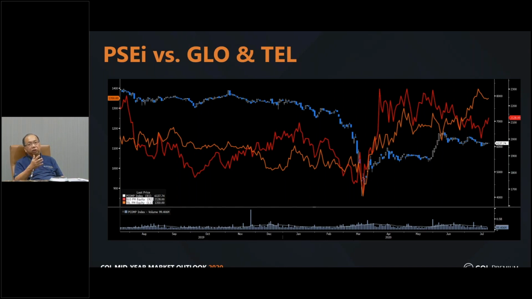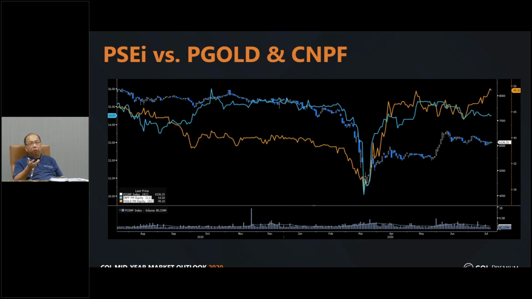So if you look at the chart also, you can see that Globe and Telephone are basically outperforming the index. So that is one of our picks. One of our top picks is the two telcos. The other one is, of course, the essentials. The essentials basically is Pure Gold and CNPF, Century Tuna.